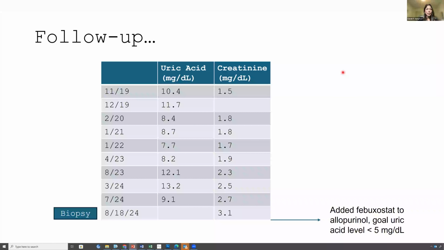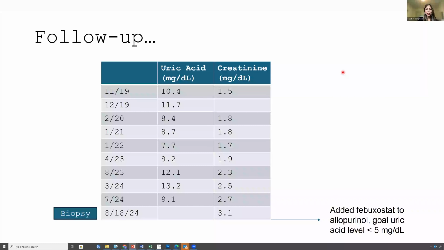So looking back, as far as we had data, his uric acid levels have been really high for some time, even when his creatinine was more in the 1.5 range. And he didn't start having these gout attacks until later in 2020. But you can see the majority are at least over 8, some as high as 13. On the day of biopsy, his creatinine was 3.1, so his GFR was right about 20 at this point.